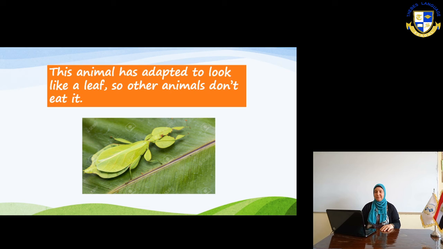Okay. In the next slide, you will see an amazing animal too. It has adapted to look like a leaf, so other animals don't eat it. So they can change their shape to look like their environment, to keep their enemies away from them, and to be able to survive. Like this leaf animal, it looks exactly like a leaf. You cannot recognize it if it is in front of you. Okay, in the next slide you will see another one.